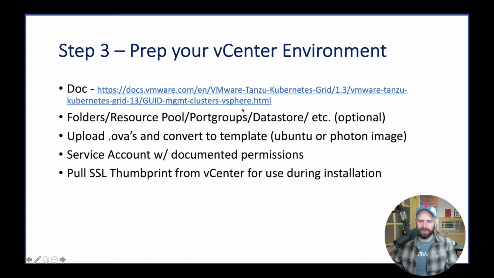You need to have a network to put your systems on, and you need to have somewhere to store the bits for those systems, okay? You're also going to download the OVAs for the Kubernetes nodes from VMware's website. You're going to need a service account with the permissions that are documented here, and you're also going to need to pull the SSL thumbprint from your vCenter. All right, let's look at that now.